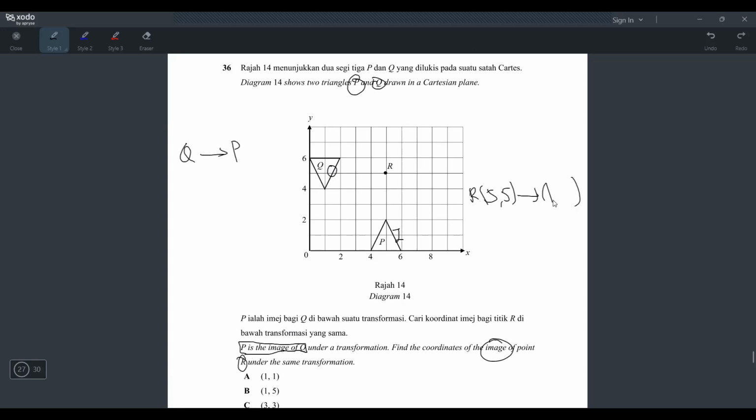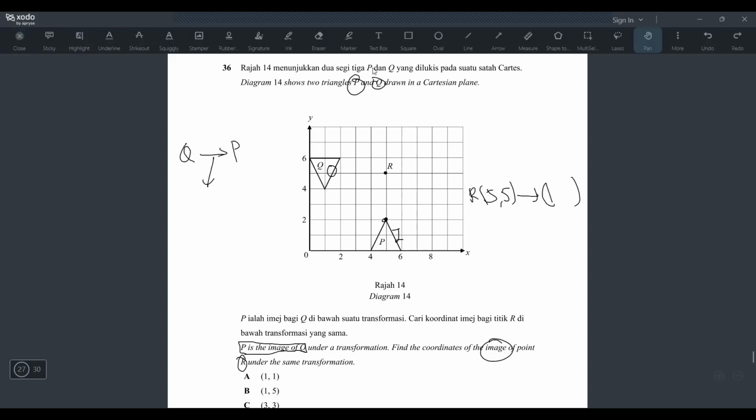So in order to get this answer, I first need to check Q to P, what transformation first. It means I have to describe the transformation from Q to P first. So from Q to P, what do you think? Is this enlargement or translation or reflection or rotation? Definitely not enlargement, because the size is same. Definitely not translation, because the sharp one here is pointing up, but now the sharp one is pointing down, so the whole thing is upside down already. So it's either reflection or rotation, right?